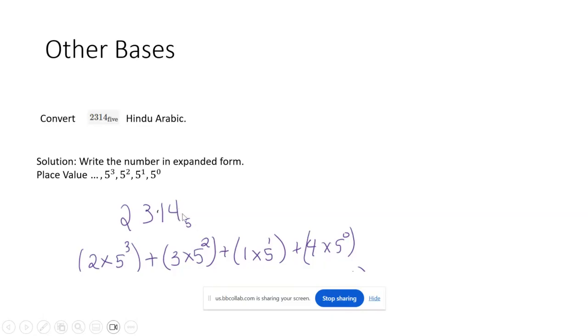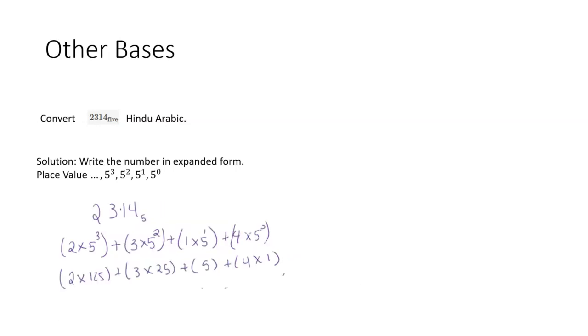So starting on the right, on the rightmost number, which is 4, this is in the place of the 1, so it'll be 4 times 5 to the power 0, which is going to be 4 times 1. And then 1 times 5 to the power 1, because we're in base 5. 3 times 5 squared, and then 2 times 5 to the power 3.